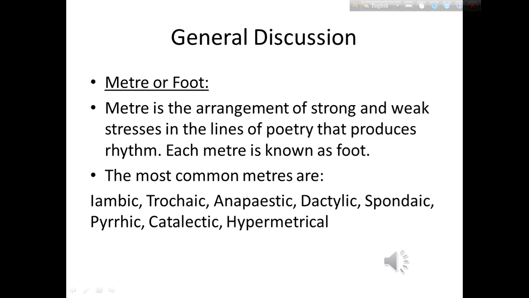Iambs and anapaests are called rising meter because the strong stress is at the end. On the contrary, trochees and dactyls are called falling meter because the strong stress is at the beginning.